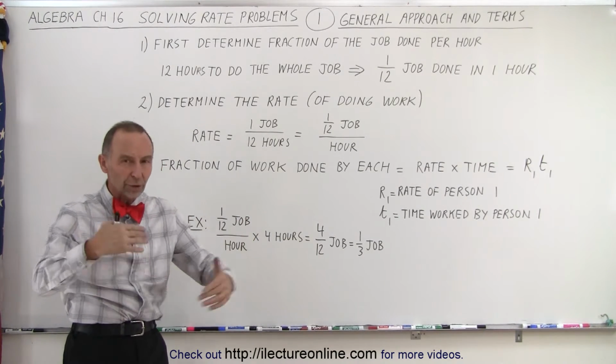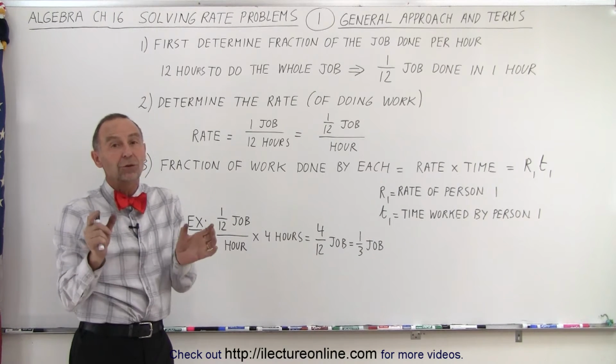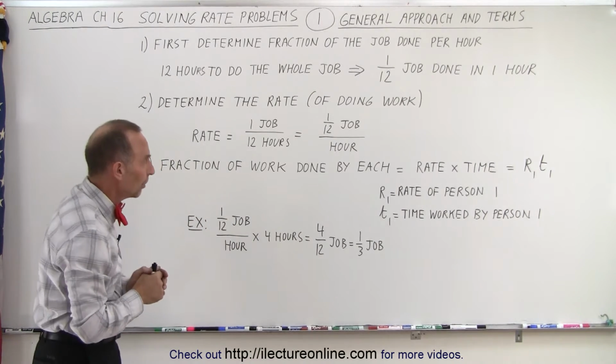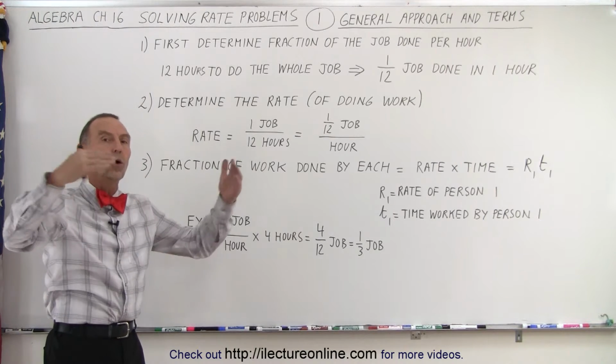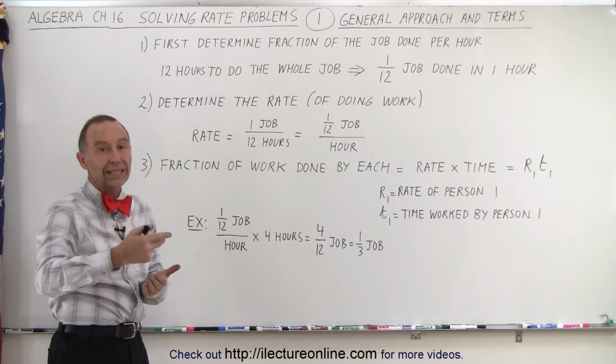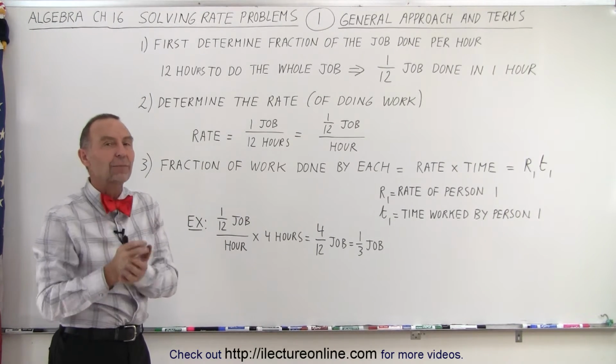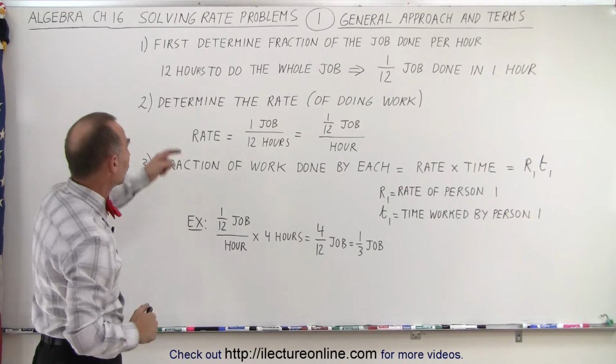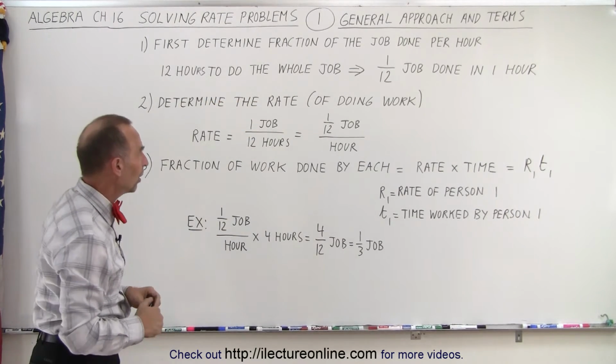And sometimes when there are multiple people working on the job, we need to do that for each person on the job. How long does it take that person to do the whole job? And then of course, we take the inverse of that. That's the amount of the job that can be done in 1 hour. So the inverse of 12 is 1/12.